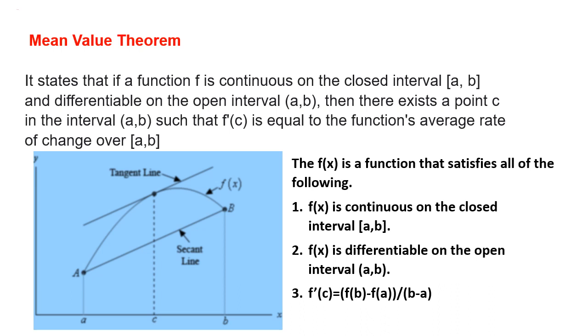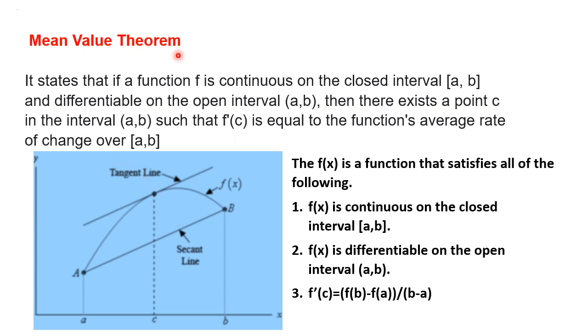The mean value theorem states that if a function f is continuous on the closed interval [a, b] and differentiable in the open interval (a, b), then there exists a point c in the interval (a, b) such that f prime of c is equal to the function's average rate of change over [a, b].